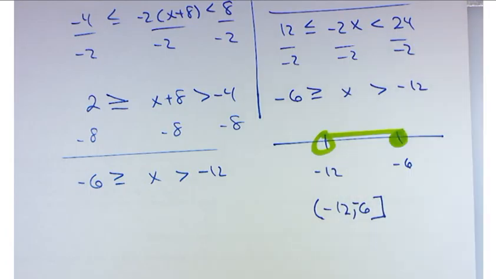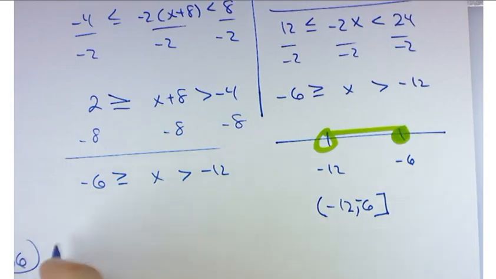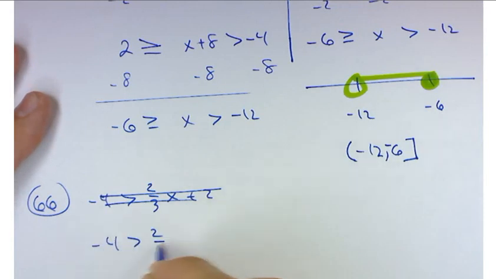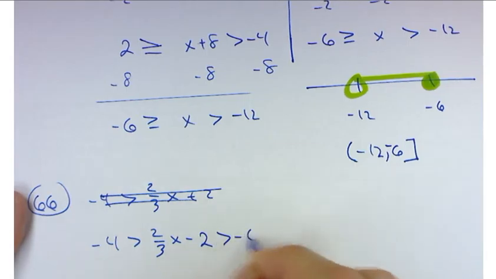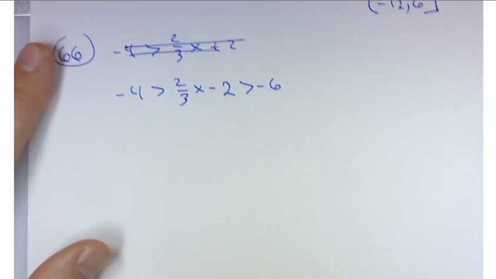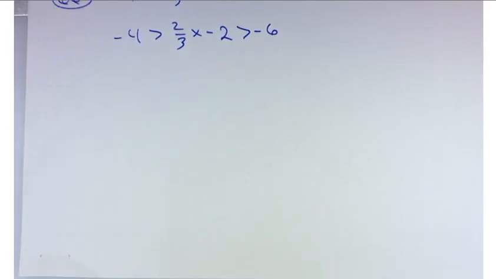Let's try problem number 66. Negative 4 is greater than 2/3 x plus 2. Excuse me, minus 2. Rats. Let's start this one again. Negative 4 is greater than 2/3 x minus 2, and that's greater than negative 6. Suggestions on how to start this one, or what you would do?